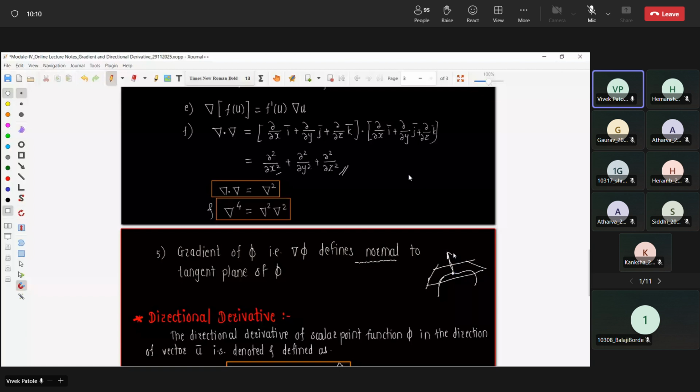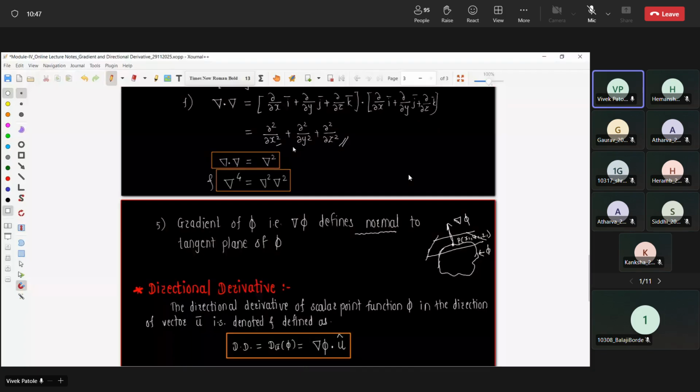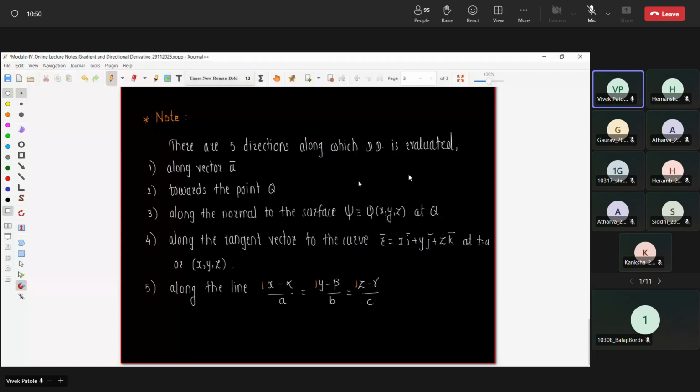If my phi is the surface, then del phi gives us the normal to the surface phi at any given particular point x1, y1, z1. Likewise, gradient will give us the normal to the surface phi. Now, as I discussed, we want to discuss the proof of this deduction, that del of f of u is equal to f dash of u into del u. How it is, that we want to discuss. So I will add a new page here.